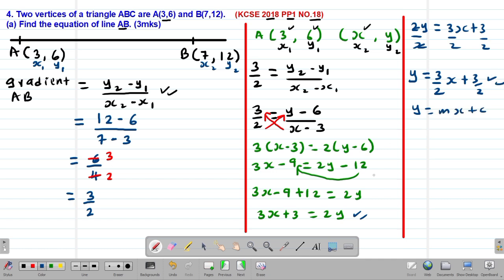But even if you left your answer at the earlier point, you will still score full marks because the question did not specify the format in which they want the answer. If the question was to leave your answer in the general form, y equals mx plus c, then you must leave your answer in this format: y equals 3 over 2 x, plus 3 over 2.